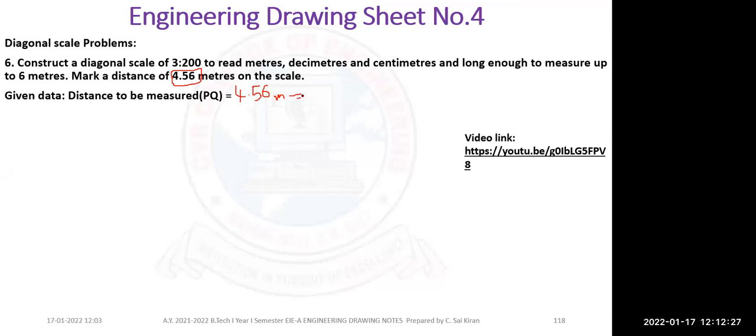How will we divide 4.56? We divide it as 4 meters plus 5 decimeters, then plus 6 centimeters. So we have to measure PQ 4.56: 4 meters, 5 decimeters, and 6 centimeters. Next, we have to find the RF value. What is the RF value?